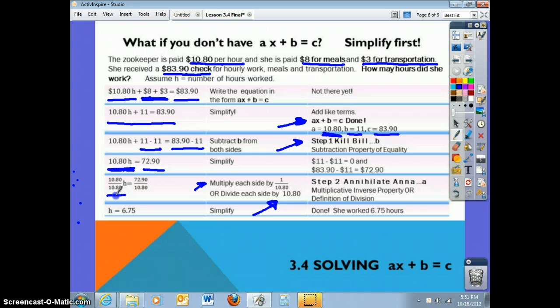And 10.80 over 10.80, they cancel out and you have h. 72.90 over 10.80 becomes 6.75. So she worked 6.75 hours.